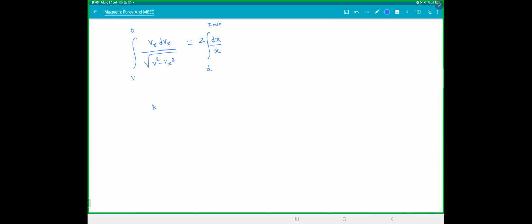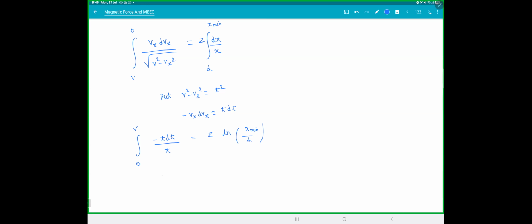This we can do integration by substitution. Put V square minus Vx square is equal to t square. This will be minus Vx dVx is equal to t dt. Substitute there. If you put the limits, Vx is equal to V, this will go from 0 to V. This will become minus t dt by t. This will be z ln x minimum by d.